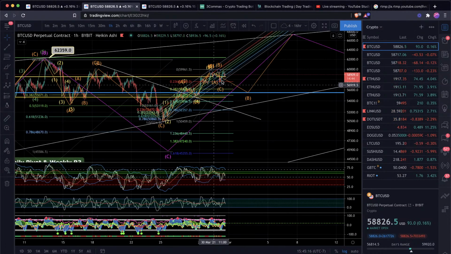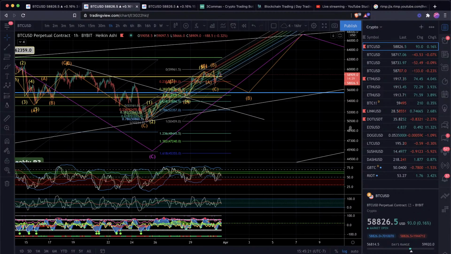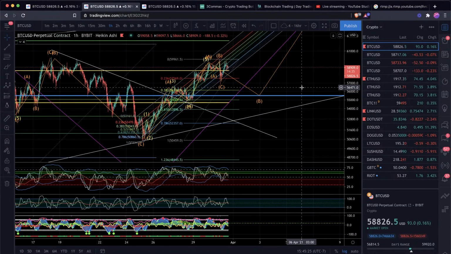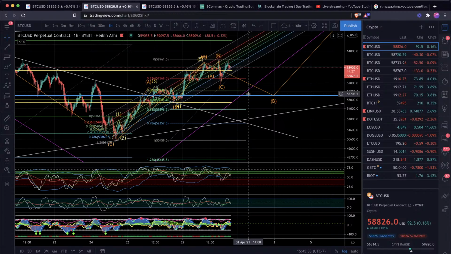So right now I don't see a clean, clear, exact setup to jump into. I'm on the sidelines honestly right now. I want to let this kind of indecision start to play out a little bit and start to get a little bit more of a structure behind it.